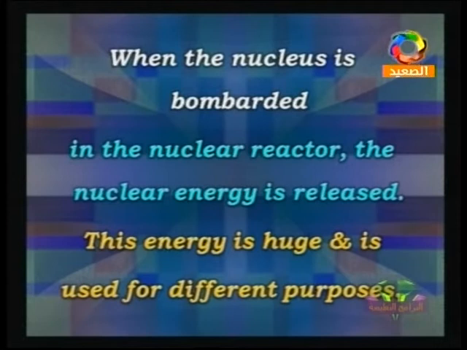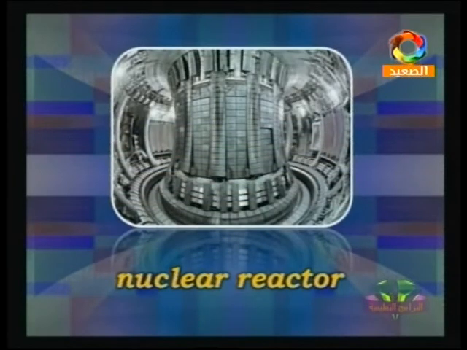So in the nuclear reactor, the nuclear energy is released. This energy is huge and it is used for different purposes. Here we have a fission inside the reactor. This nuclear reactor contains a core, and it is a very dangerous building. It has a very high amount of heat energy that reaches more than 1,000,000 degrees. If there is a very small mistake in anything in this building, it will explode and cause a disaster. So the nuclear reactor is very useful and very dangerous at the same time.